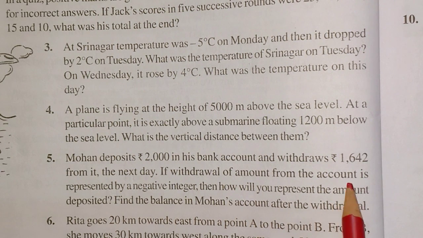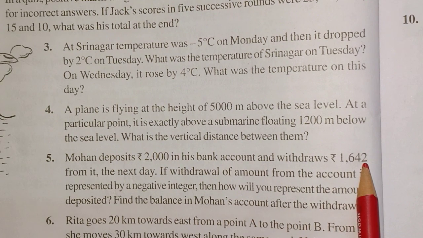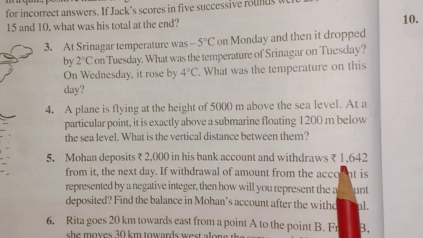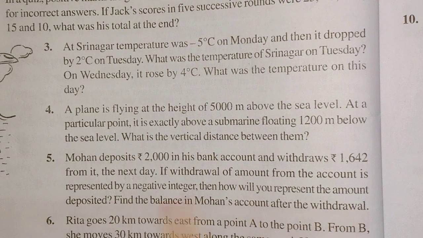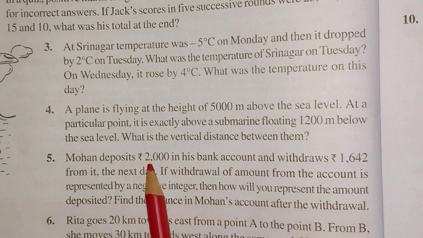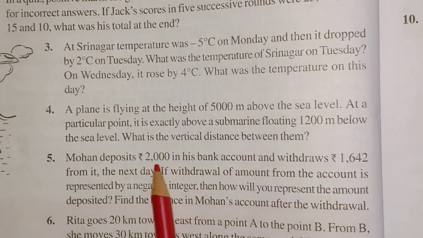Say this is the amount which he withdraws. So it is 1642. It is denoted by negative integer. So it is minus 1642. Opposite of withdrawal is deposit. So this amount he deposited. So it is plus 2000.